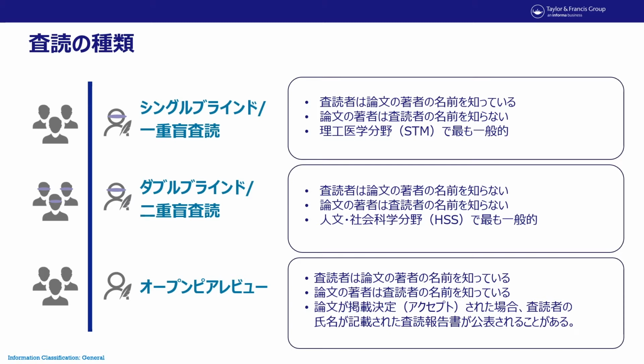The second type, double-blind peer review, is when all identities are hidden. This is the most common type within arts and humanities and social sciences. And lastly, there's open peer review, where all of the identities are known.